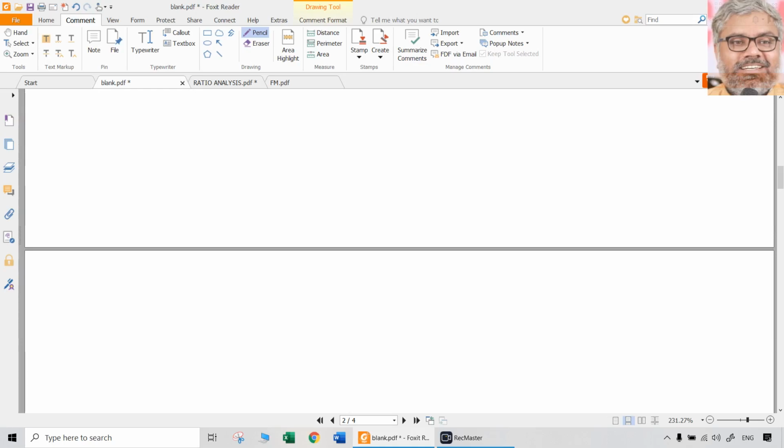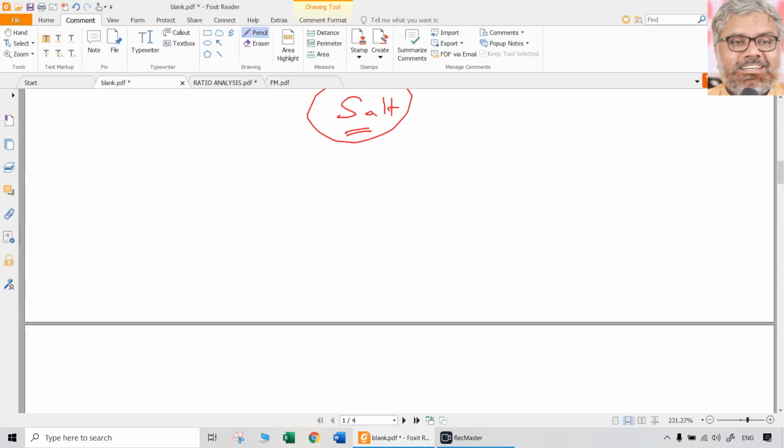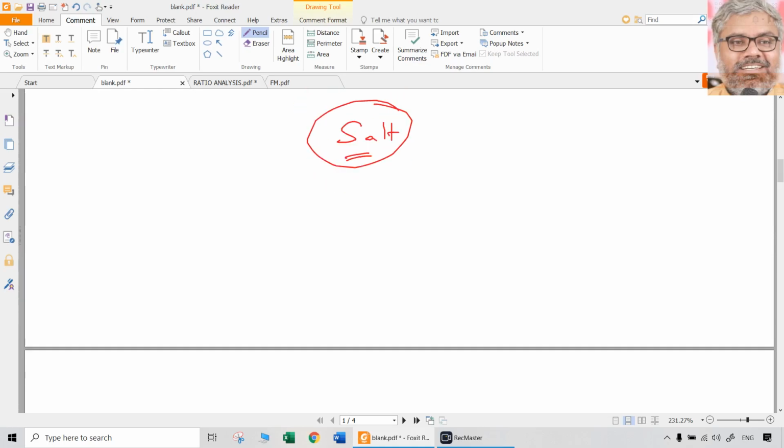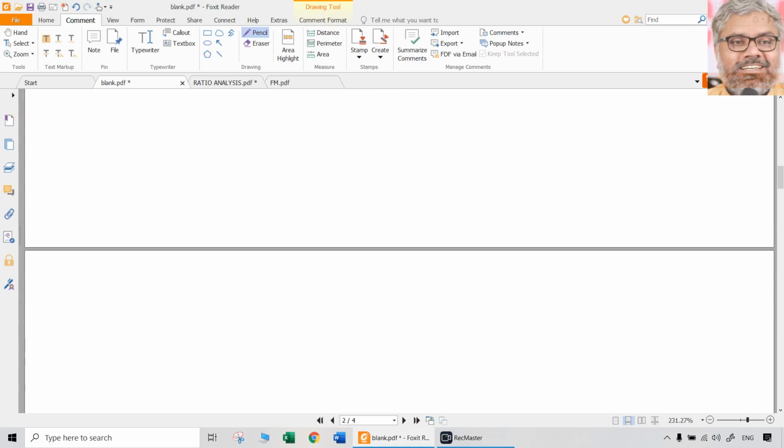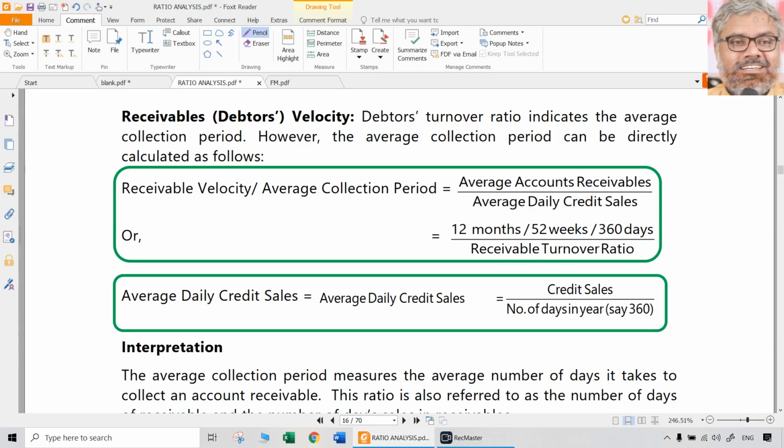Same with debt also, capital structure ratios also. Debt, very high, not good. Very low also, not good. Debt is like salt. It should be there, it should not be too much. If it is not there also, there is no taste. If it is there too much also, that will be spoiling the dish. So, this is the balanced approach that is required for understanding.